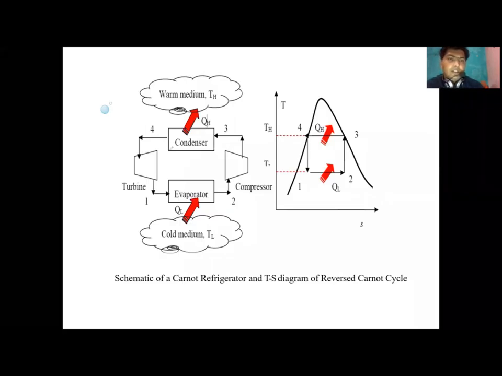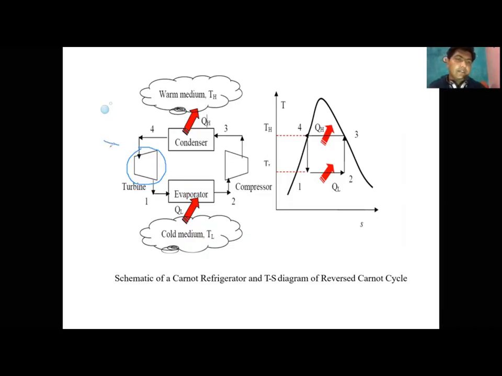Okay. Next, turbine. Here, isentropic expansion process, where temperature decreases and pressure also decreases. Here, 1, 2, 2, 3, 4 and 1.